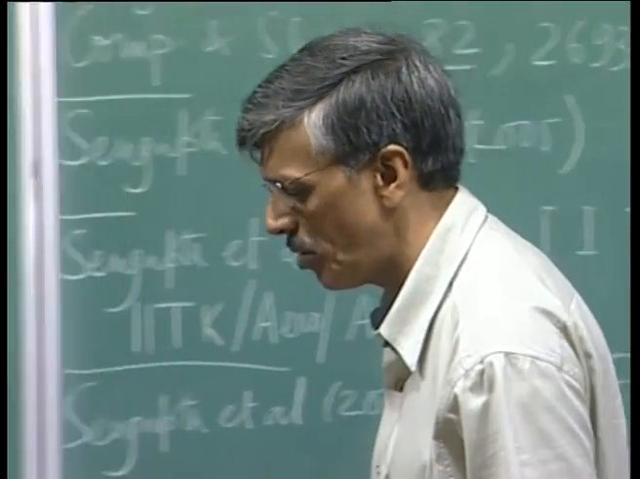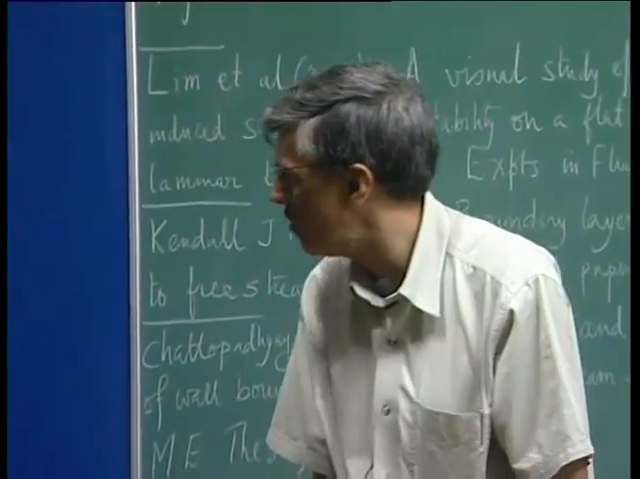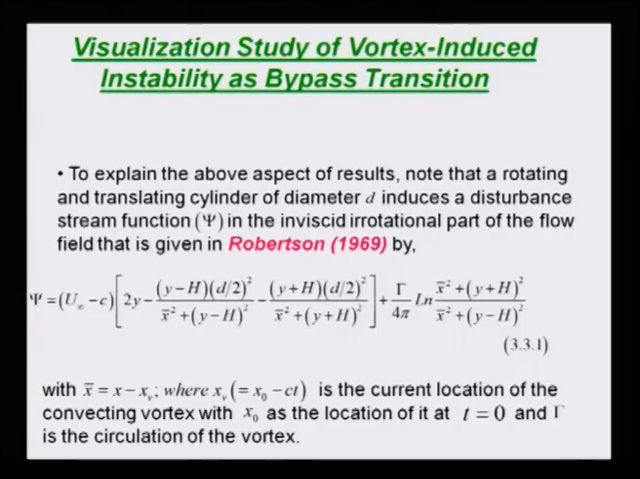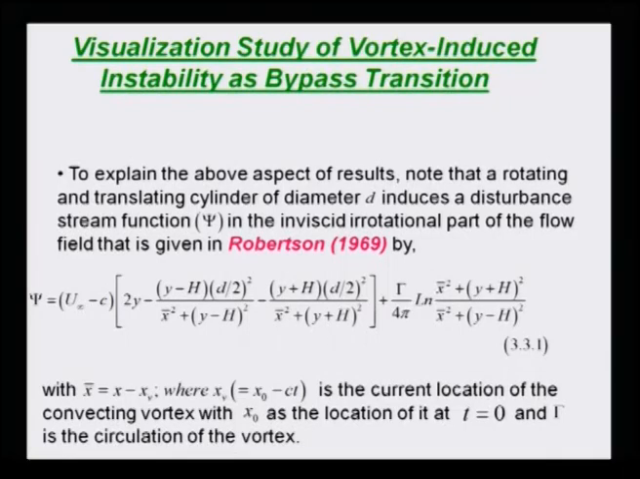You see, we have kept a vortex. It is a captive vortex which is very much outside the shear layer. So, it does induce a kind of disturbance stream function. The disturbance stream function has two parts. One is due to the vortex itself, another is due to the cylinder. The cylinder is represented by a doublet in a uniform flow. And what is the uniform flow here? U infinity minus c, because both of them are going in the same direction.